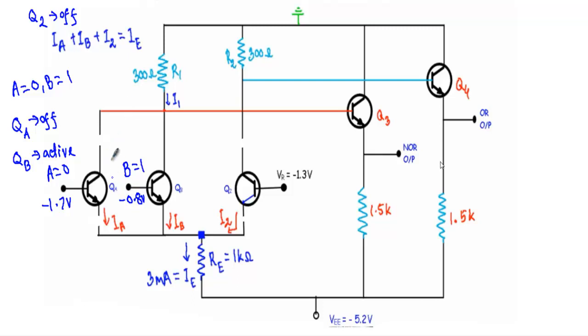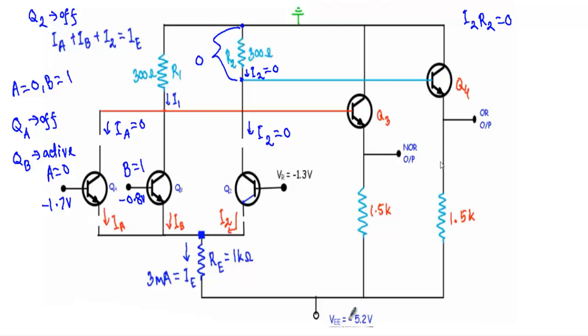Okay, therefore you will see the collector current IA will be equal to 0, the collector current IB will be equal to 0, and the collector current I2 will be equal to 0. That means from this terminal to this terminal there will be no current flow. I2 will be equal to 0. As a result, you will see our voltage drop I2 R2 will be equal to 0. From this terminal to this terminal I will get no voltage drop.